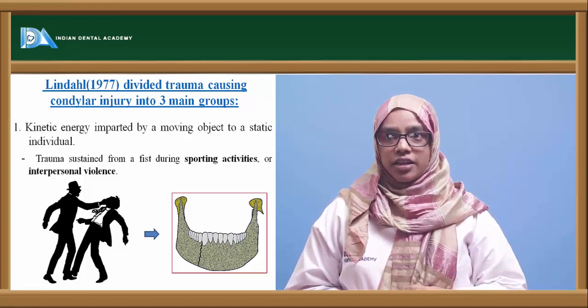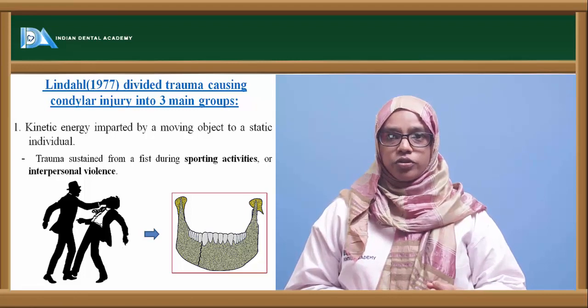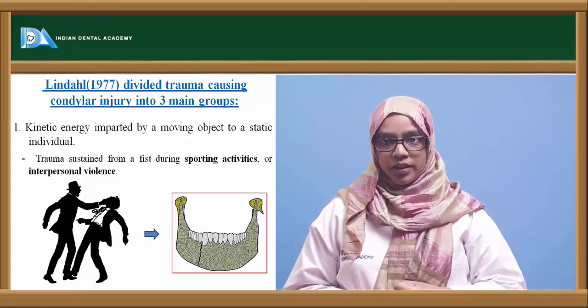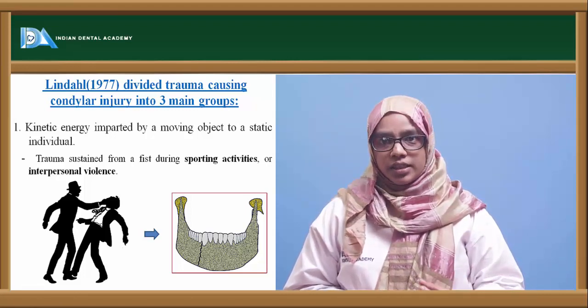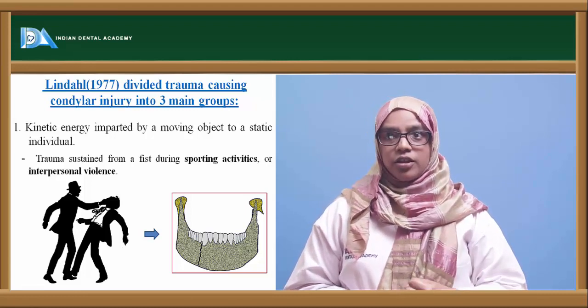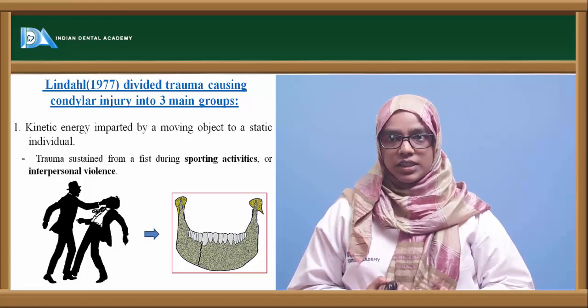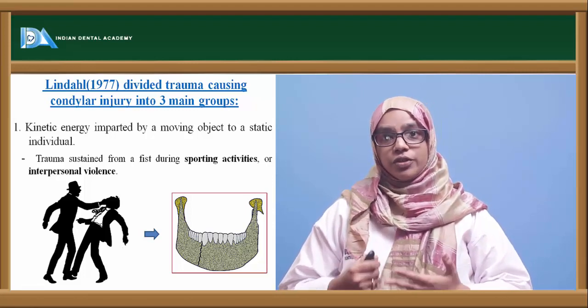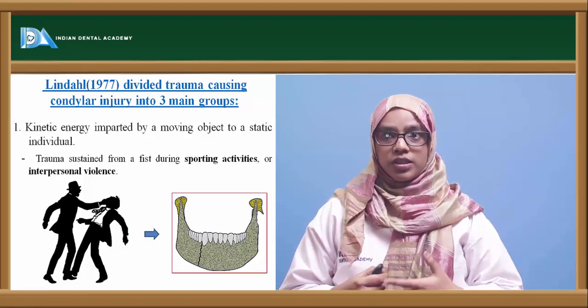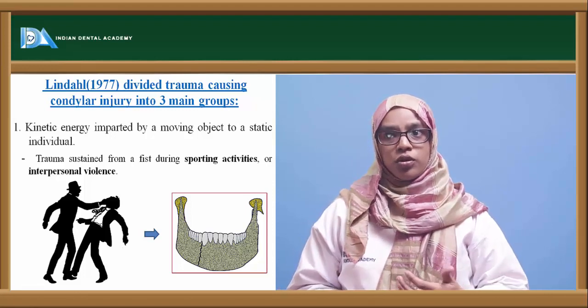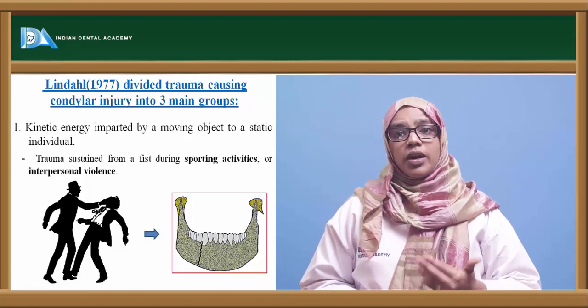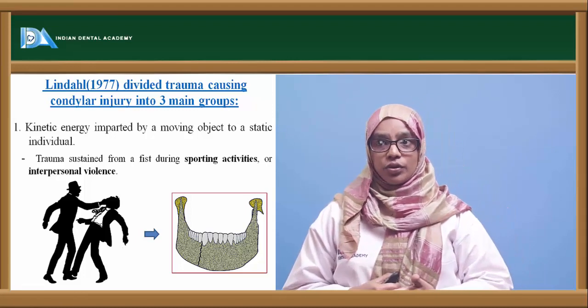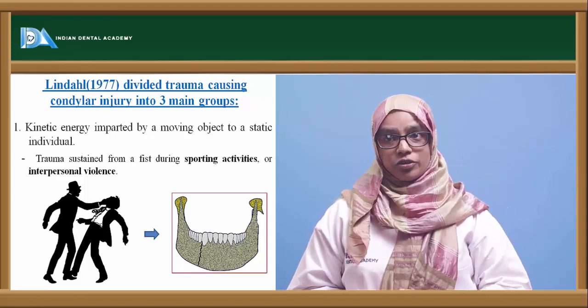One is the kinetic energy imparted by a moving object to a static individual. That is, trauma sustained in the case of a fist during sports activities like boxing and interpersonal violence. When a moving object like a fist is forced towards the stationary mandible, that is the jaw, it will result in a parasymphysis fracture at the site of contact and a contralateral condylar fracture.